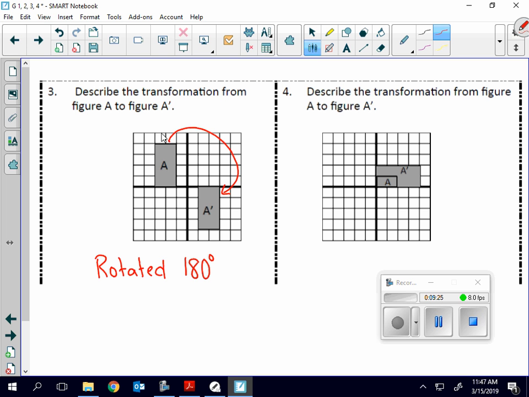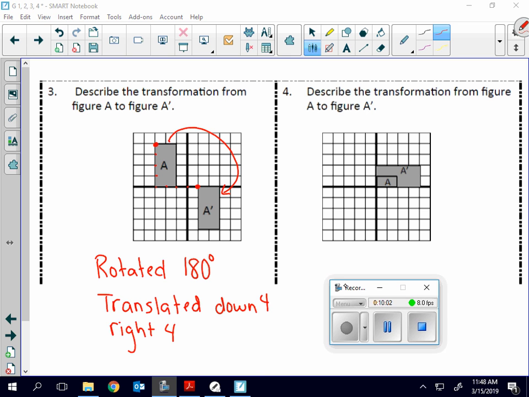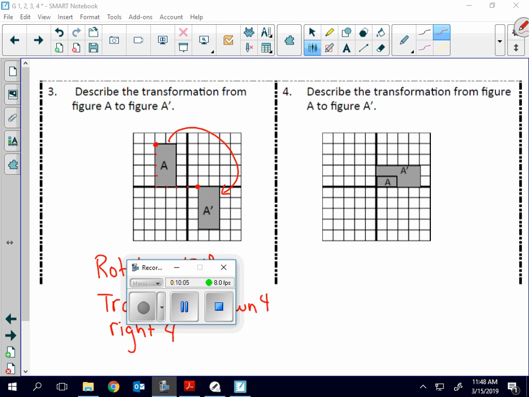But we could have also translated it, because you can't tell, does this one line up with this one? We don't know for sure. It could. So if we translated it, well, what did we do? We went down 1, 2, 3, 4, and went right 1, 2, 3, 4. That's the same as the last one, right? So either rotated 180 degrees or translated, down 4, right 4. Either one. They were probably going for rotation on that one.